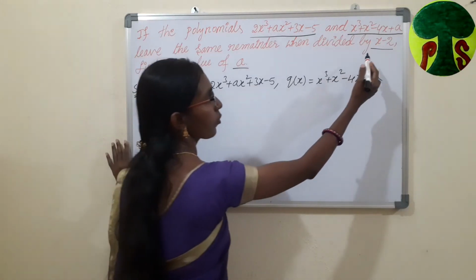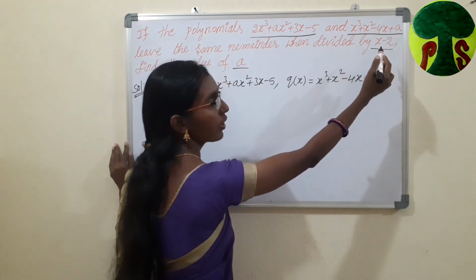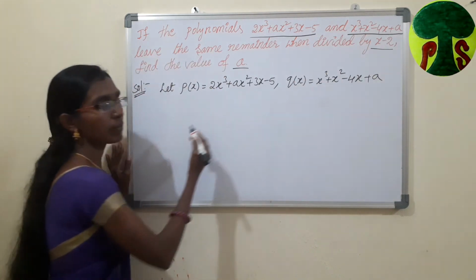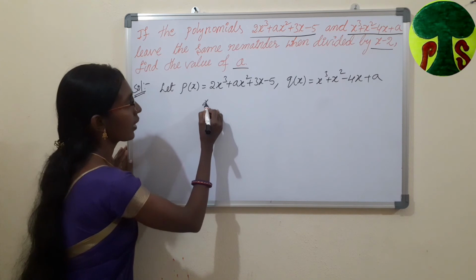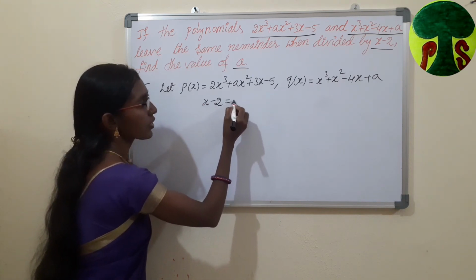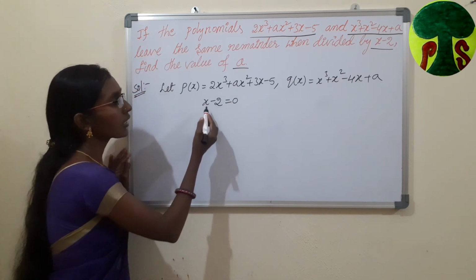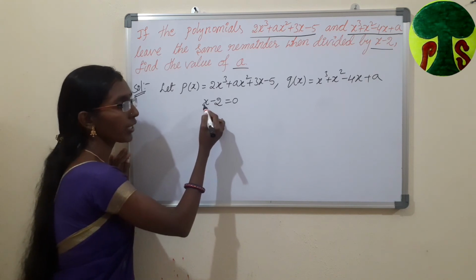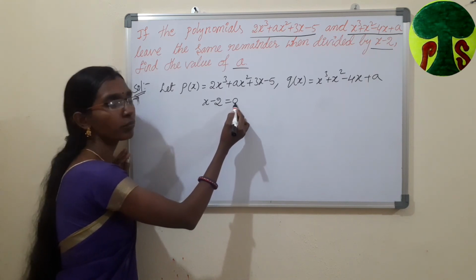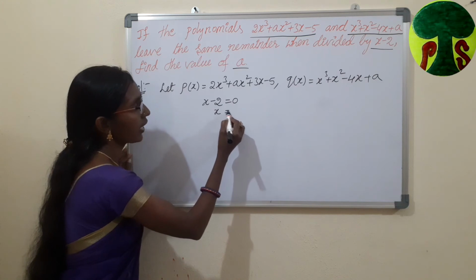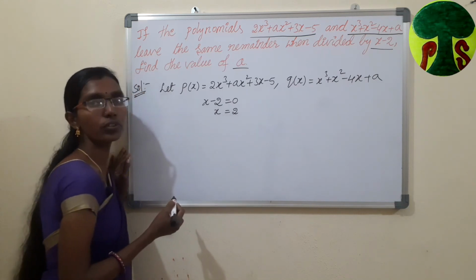Now, the linear polynomial is x minus 2. We have to find the 0 of x minus 2. So, x minus 2 is equal to 0. To find the 0 of the polynomial, we have to equate the polynomial to 0. From this, we will get x value as 2. X is equal to 2.